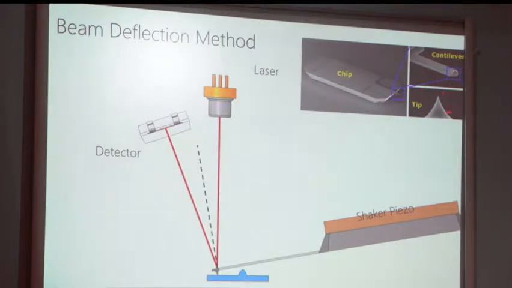This sharp tip is not visible to the naked eye. However, the entire chip as well as the cantilever is visible to the naked eye. So you can see this cantilever completely, but not this sharp tip.